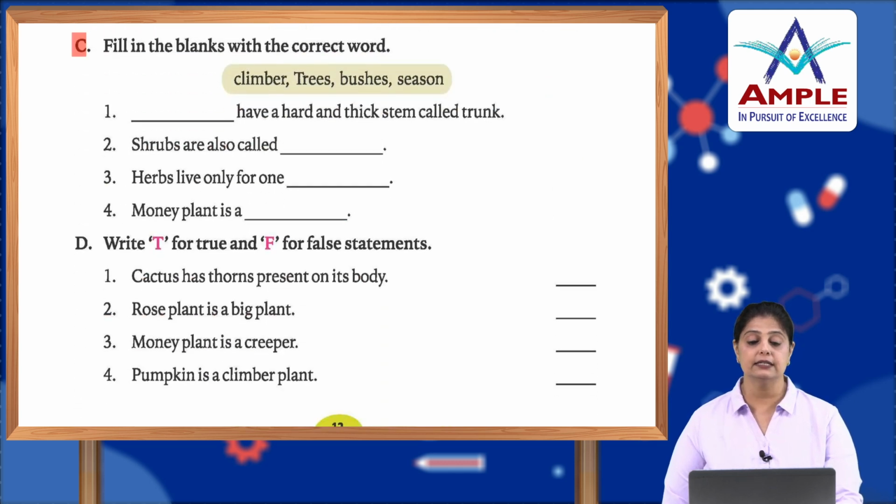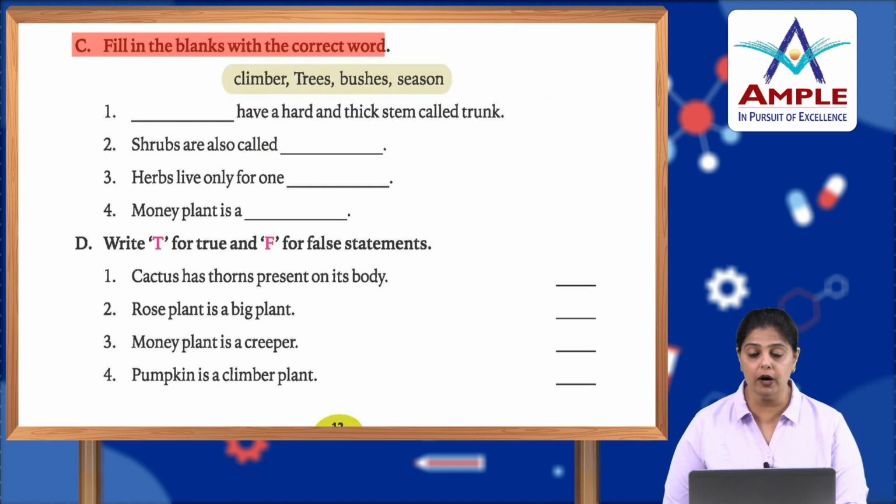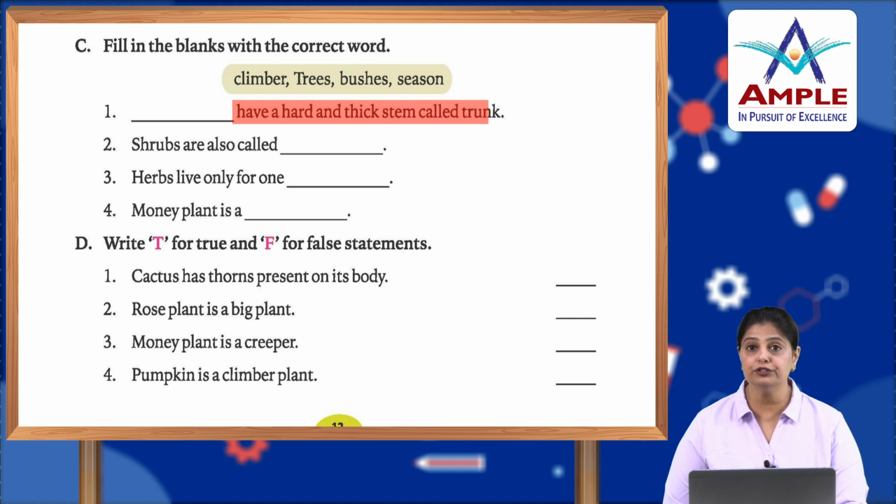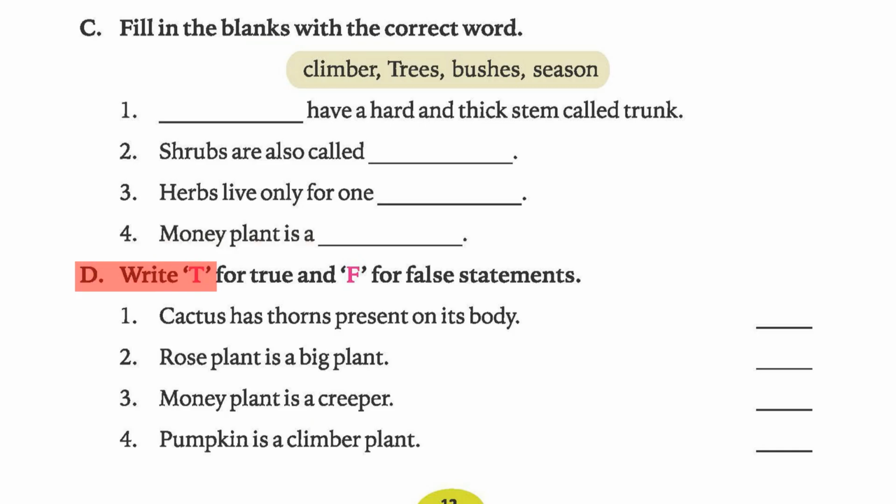Next, fill in the blanks with the correct word. Dash have a hard and thick stem called trunk. Trees. Shrubs are also called bushes. Herbs live only for one season. Money plant is a climber. Now write T for true and F for false statements.